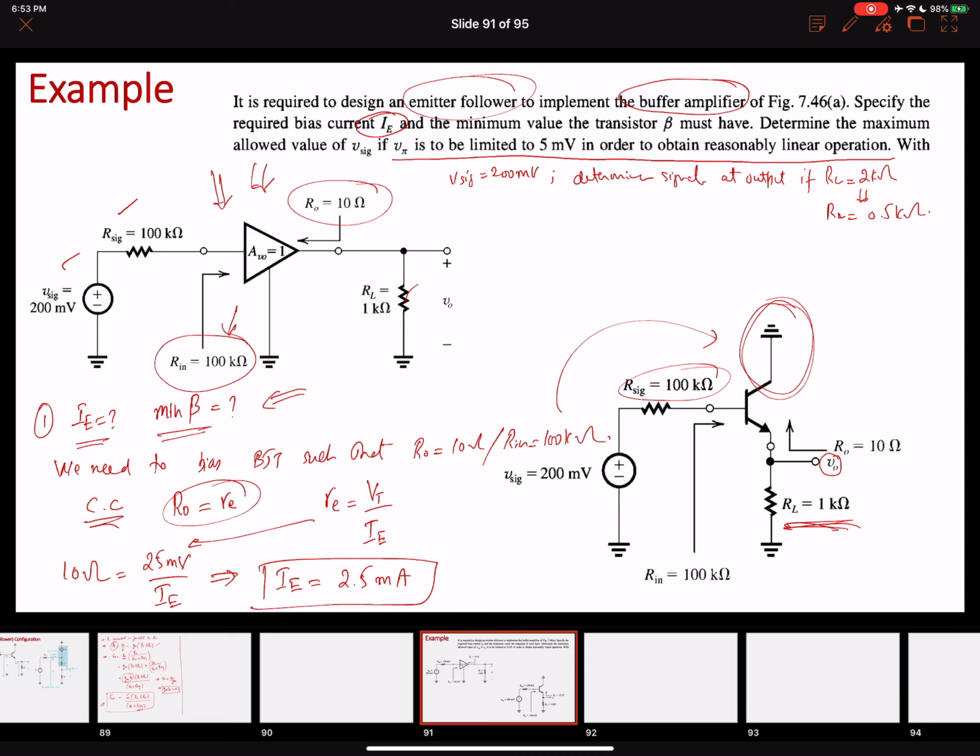All right, so that's the third part of this question. Sorry, this was missing from the statement in this picture while scanning. The third part is, assume that our V signal now is 200 millivolts and we want to determine the signal at the output. When our load resistance is 2 kilo ohms, what will be the change in the signal at the output if our load resistance is changed from 2 kilo ohms to 0.5 kilo ohms? Okay, great. So now we are going to do that.